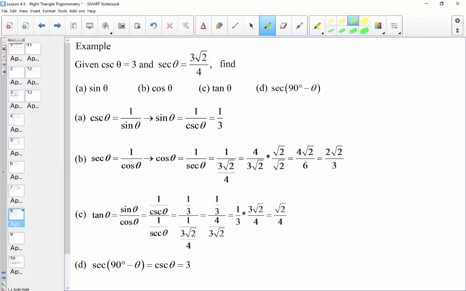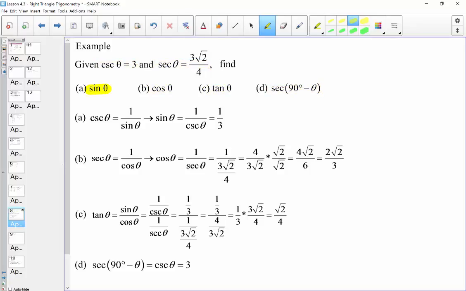In this example, we're given that the cosecant of theta equals 3 and the secant of theta equals 3 times the square root of 2 over 4. And we're asked to find the sine of theta, cosine of theta, tangent of theta, and the secant of 90 degrees minus theta. Let's start with problem A, the sine of theta.